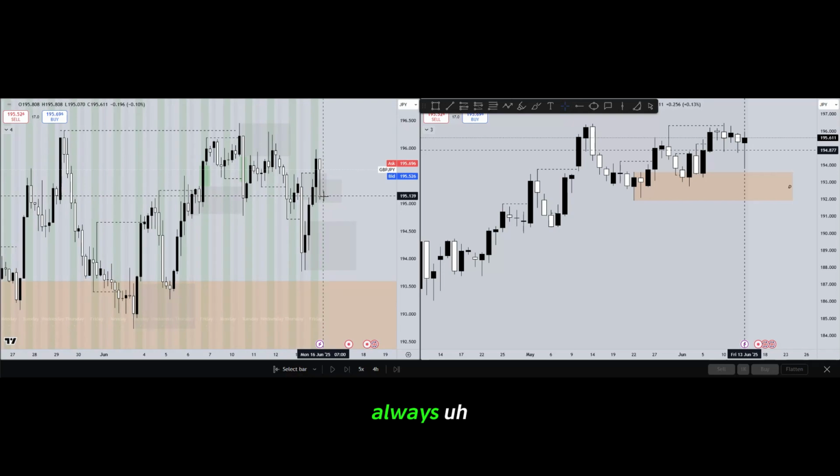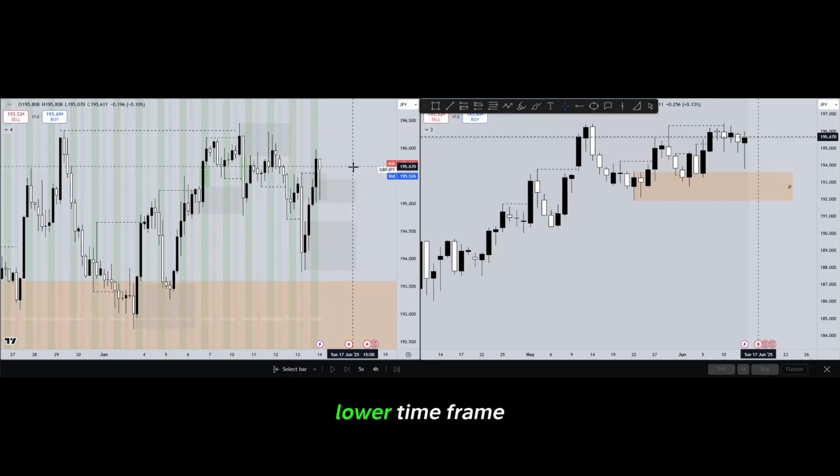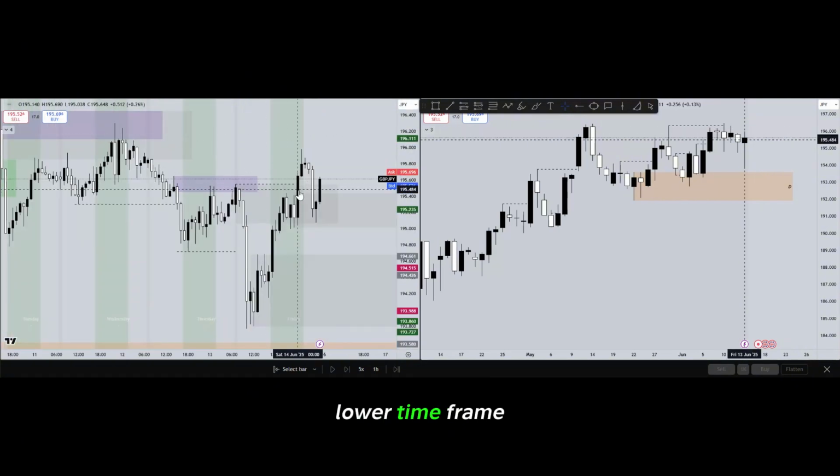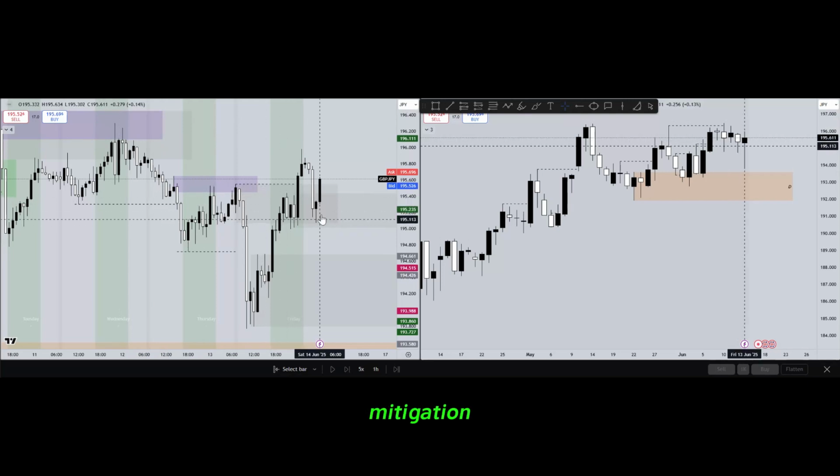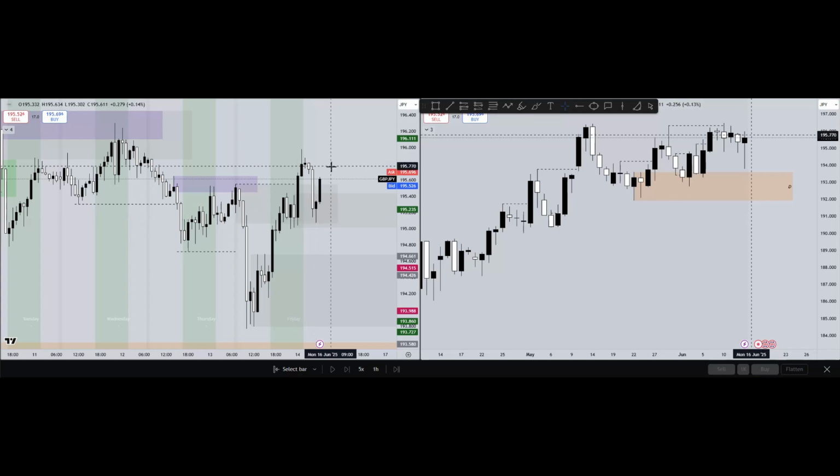So it's always confirmed with a lower time frame confirmation. So pull back down to the lower time frame, wait for the mitigation, and then wait for the market structure shift, and then execute from the discount zone when you are buying.